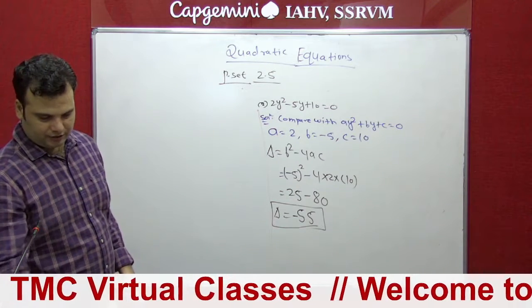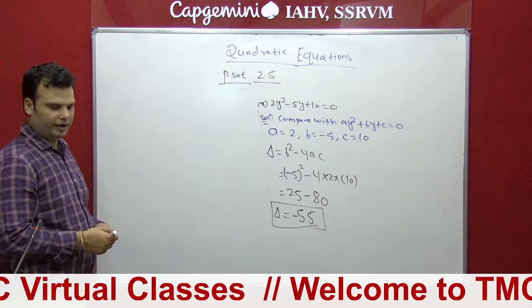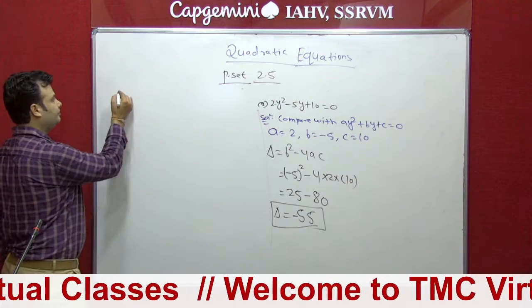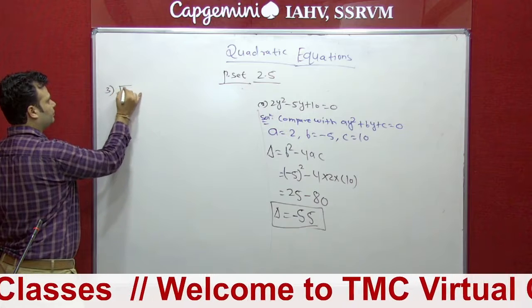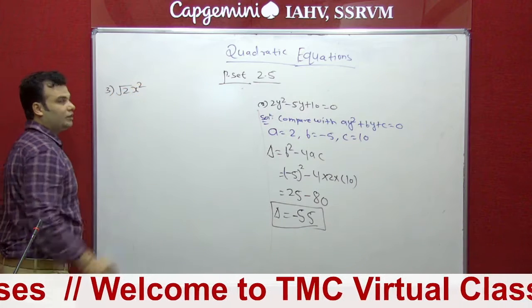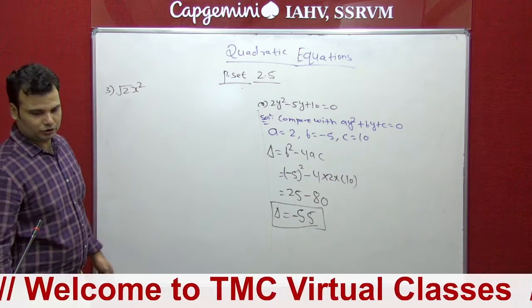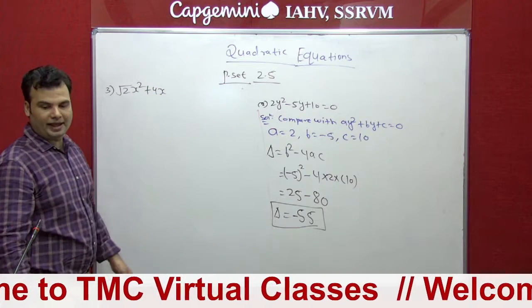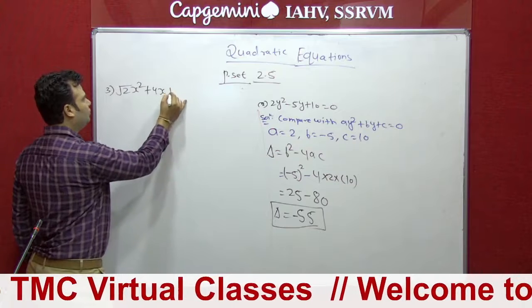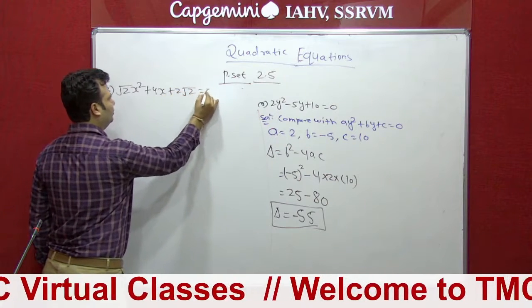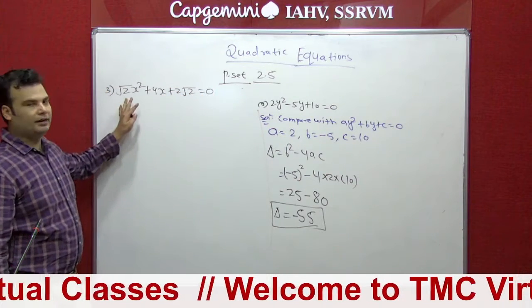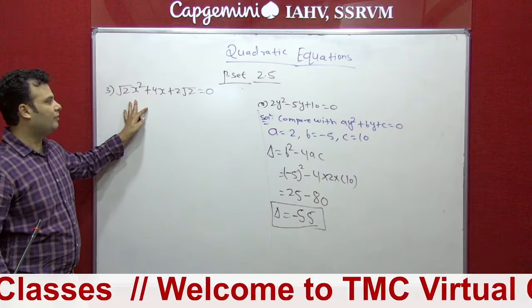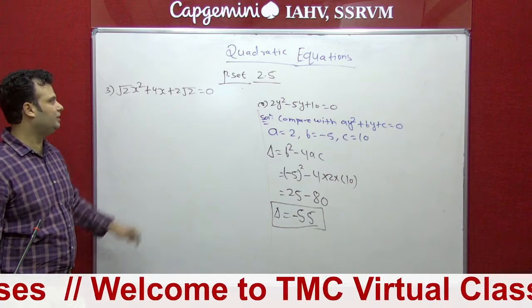Next sum is given, student, root 2x square and many students having the problem in root part. So it is also very simple. Just see the method. 4x plus 2 root 2 equal to 0. Again, student, it is given quadratic equation. Now we have to find the value of b square minus 4ac.